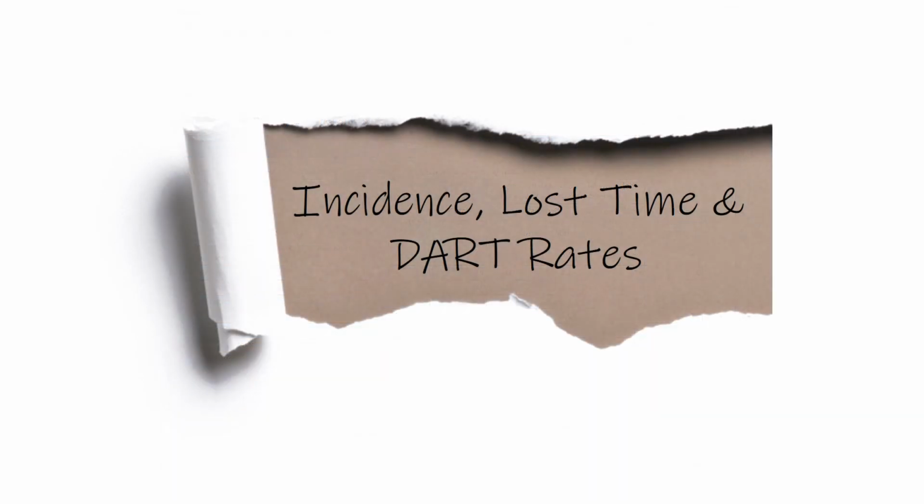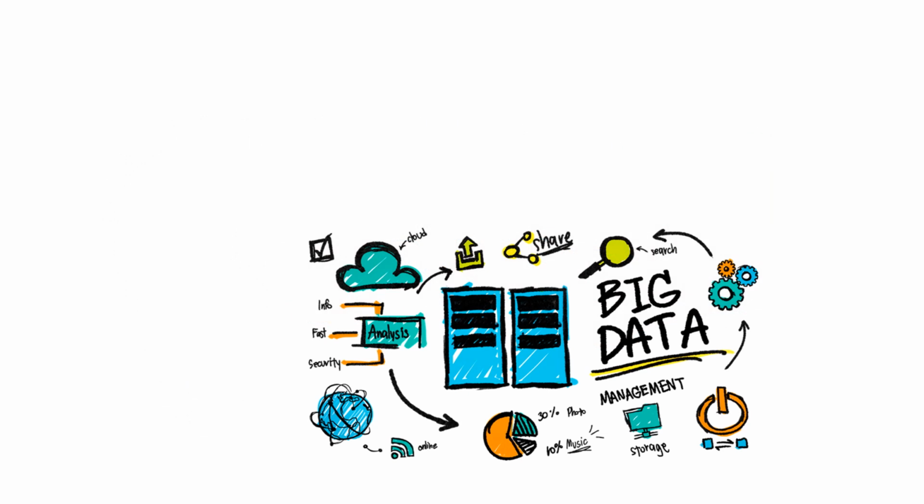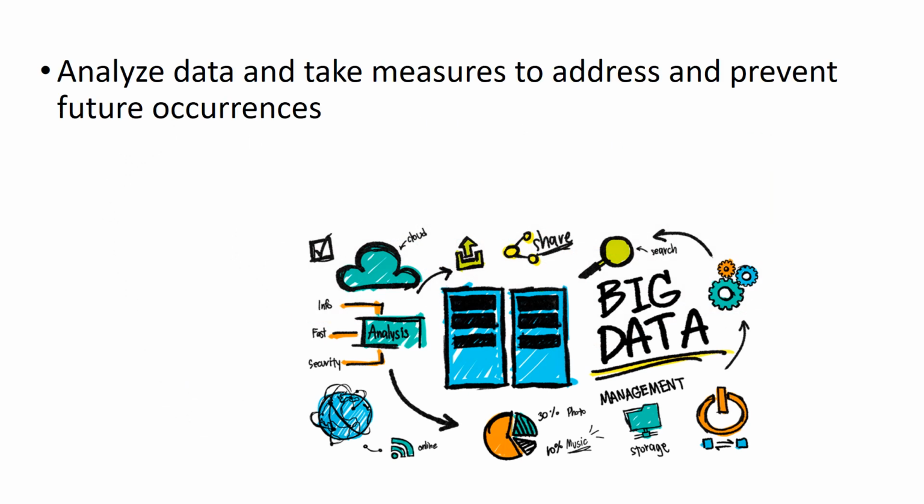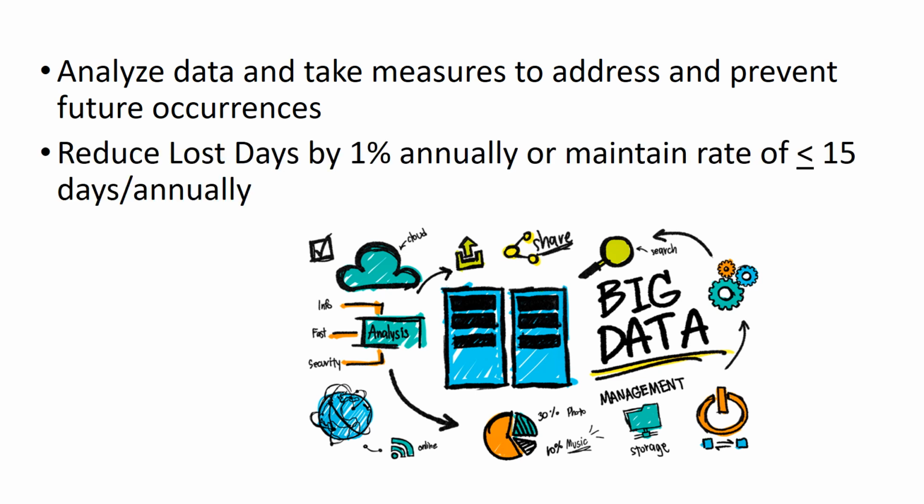Incident, lost time, and days away, restricted or transferred, or DART, rates. The main goal is to analyze your lost time injury and illness data and create a summary of the measures taken to address the most frequent and severe cases. Aim to reduce lost day rates by 1% per year below the baseline or maintain a rate of 15 days or less.